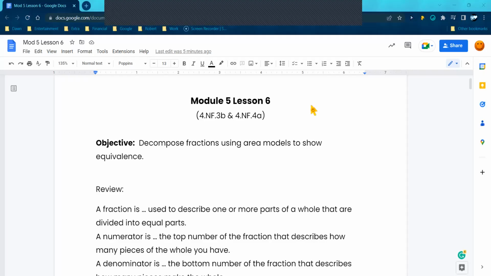Today we're working on Module 5, Lesson 6 of EngageNY. We're going to decompose fractions using area models to show equivalence. Now, decompose, you guys, is just taking it apart.